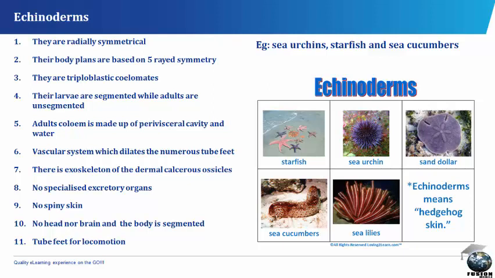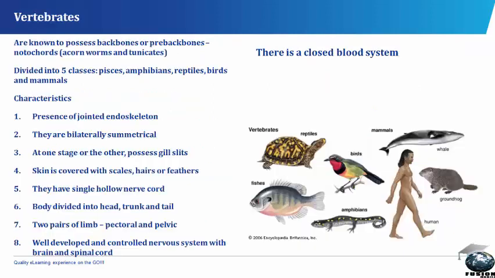Adult coelom is made up of perivisceral cavity and water vascular system, which dilates the numerous tube feet. There is exoskeleton of the dermal calcareous ossicles. No specialized excretory organs. No spiny skin. No head nor brain, and the body is unsegmented. Tube feet for locomotion. Examples include sea urchins, starfish, and sea cucumbers.